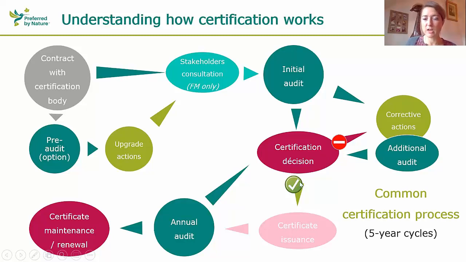If the certification is okay, the certificate is issued for a duration of 5 years, usually in the forest certification schemes. After the certificate issuance, there are annual audits, meaning one audit per year during the 5 years of the forest certification cycle. After the 5 years, a new cycle starts with a new main audit, which is called the renewal audit, which is kind of like an initial audit. And we start again with another 5-year cycle with annual audits. At each audit, there is a certification decision in order to issue, maintain, or suspend the certificate according to the conclusion of the audit.